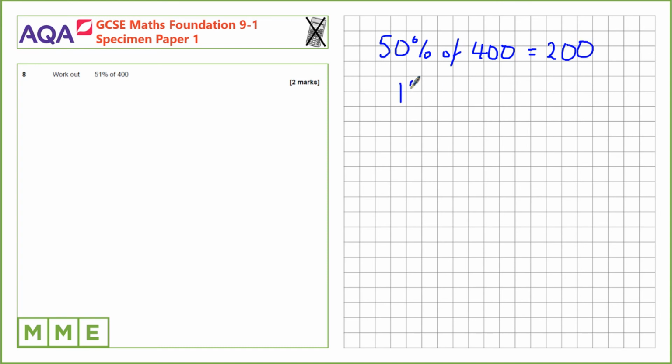And if we want 1% of any number, we need to divide by 100. So 400 divided by 100, that's 4. And we can now just add these two together. So 51% of 400 is the sum of 50% and 1%, which is 204.